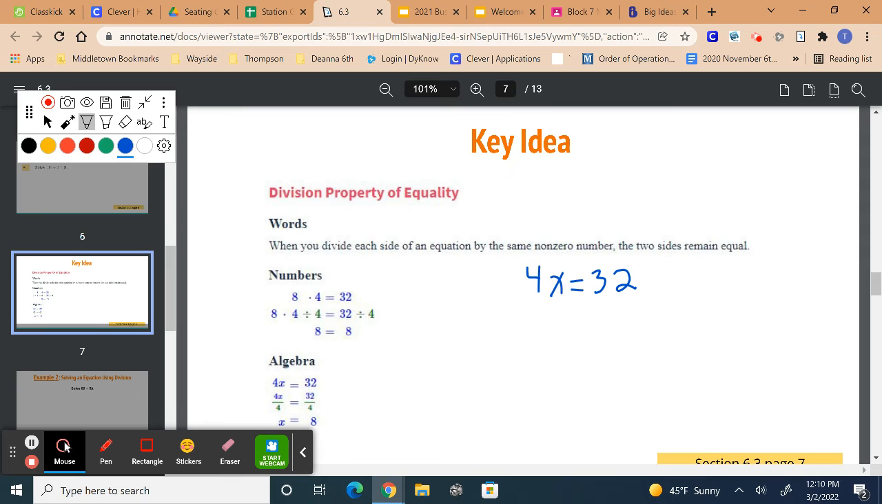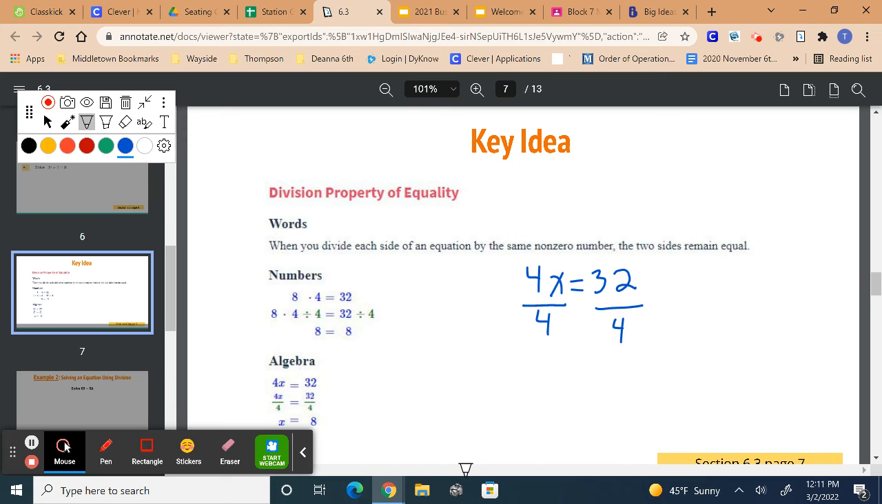What operation do you see? Multiplication. Why? Where's the multiplication? How do you know it's multiplication? When a variable is next to a number, it means multiplication. Okay. What's the inverse operation? Division. How do I show division? Who remembers? Amy. Fraction line. So remember, you're going to put it under the 4x, under the 32. What are we dividing by? So both sides. What are we going to divide by? 4.